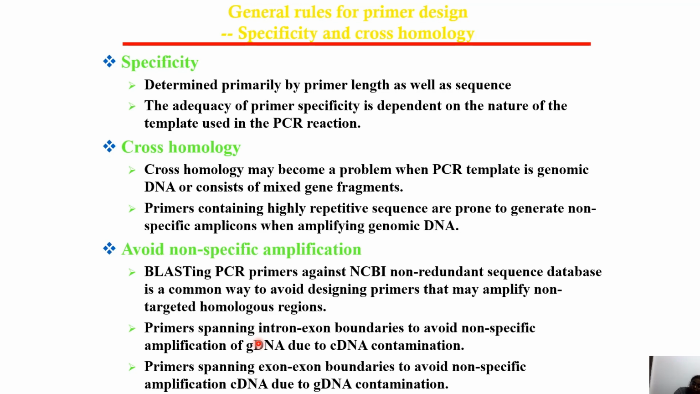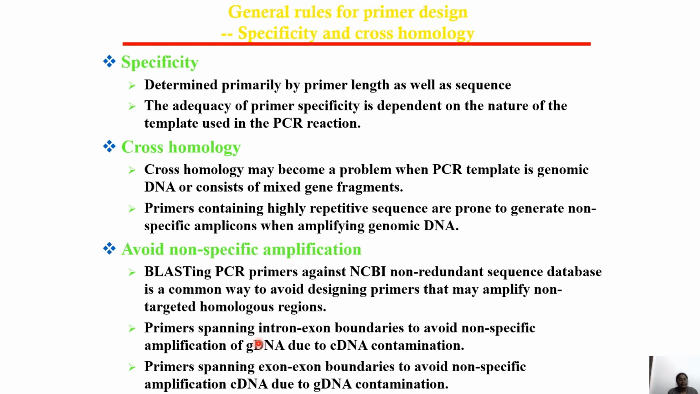To avoid non-specific amplification, you can use BLAST as a software basically to see the similarity in nucleotides. So blasting PCR primers against the NCBI non-redundant sequence database is a common way to avoid designing primers that may amplify non-targeted homologous regions, and primers spanning intron-exon boundaries avoid non-specific amplification of gDNA due to contamination of cDNA.